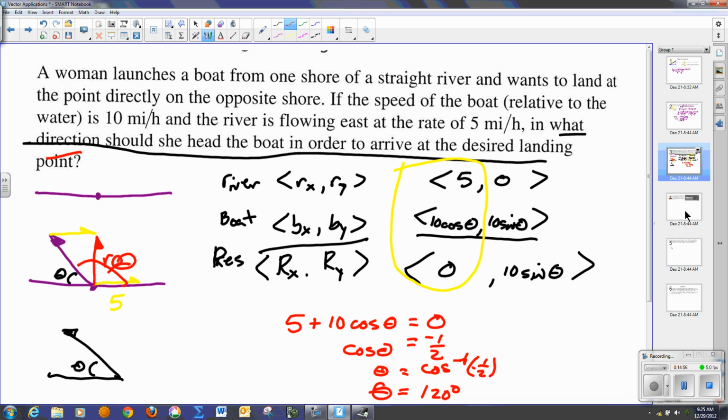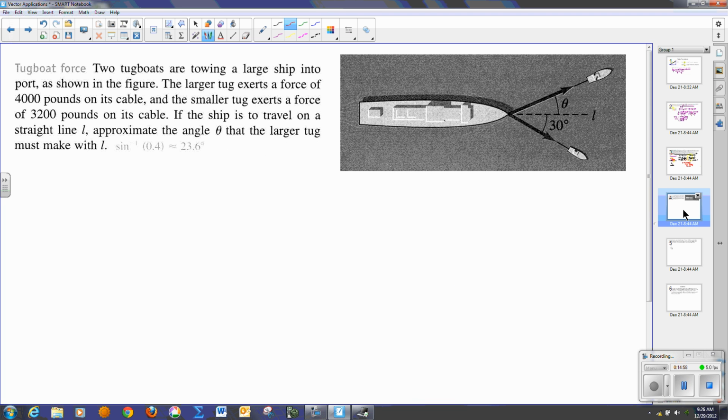All right. Let's do another example. So in this problem, we've got a situation where two tugboats are pulling this big ship, and we want to pull the ship in a straight line. And they want to know, if the ship is going to travel on that straight line, what angle does that top ship have to be at? All right, well, this is a similar problem.